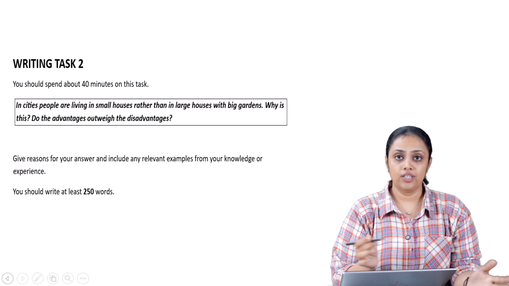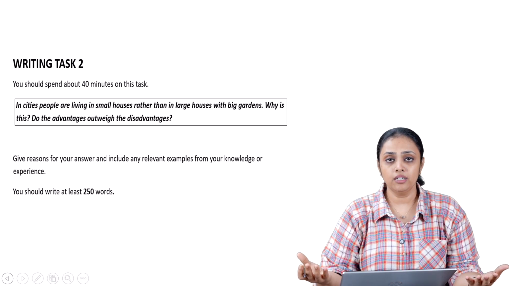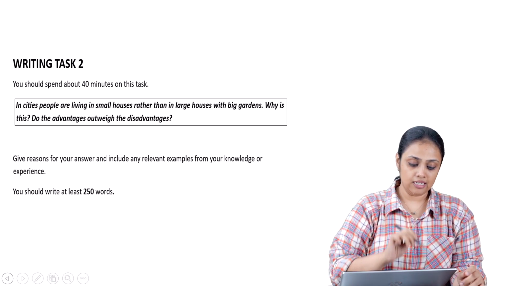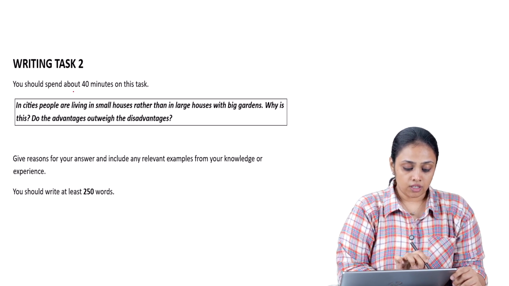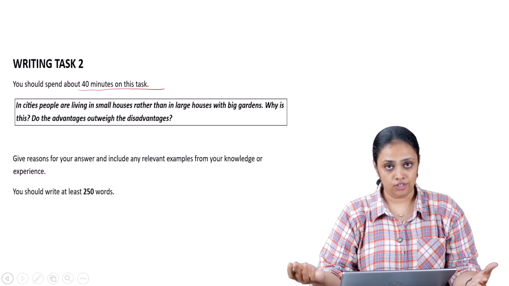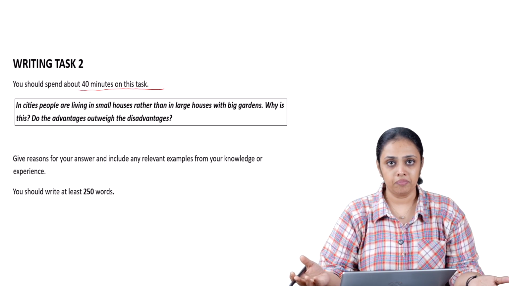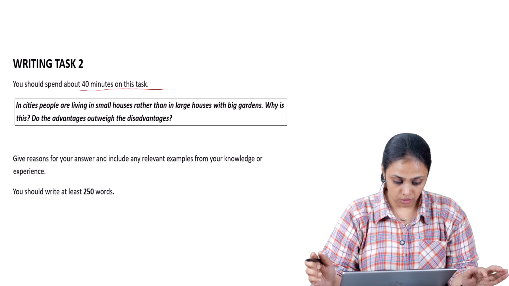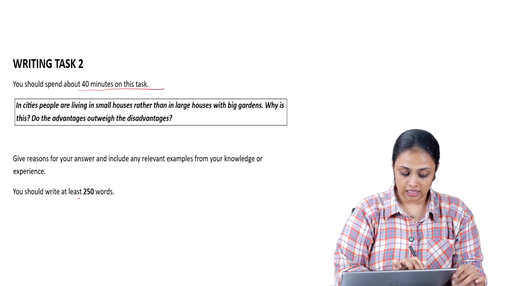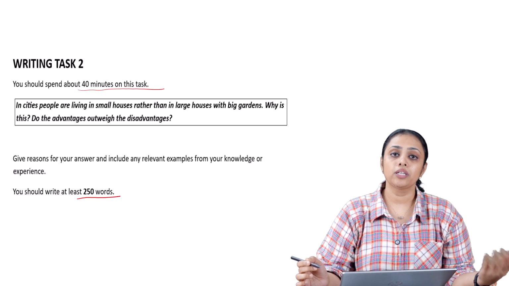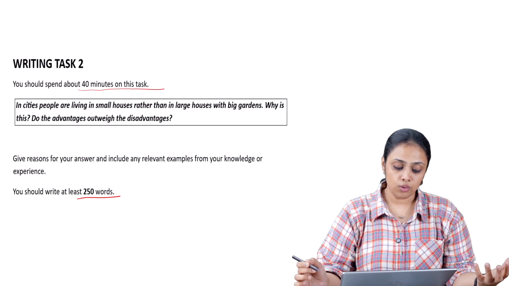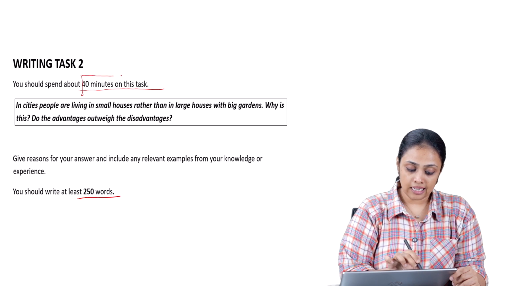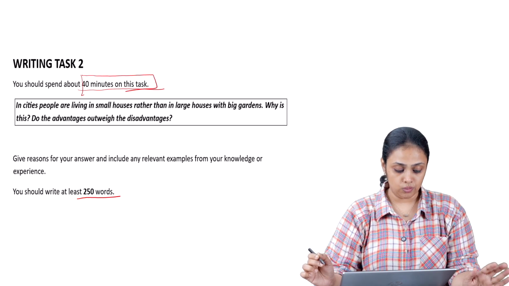Okay, first let's read the instruction. Most of you would be familiar, if you're somebody who is already practicing IELTS, you would know it, but still let's go over it. You should spend 40 minutes on this task. The total writing time is 1 hour, and you should be spending at least 40 minutes on Writing Task 2, because you have to write Task 2 in at least 250 words, when compared to Task 1, wherein you have to write at least 150 words.